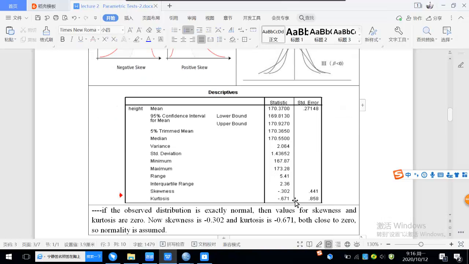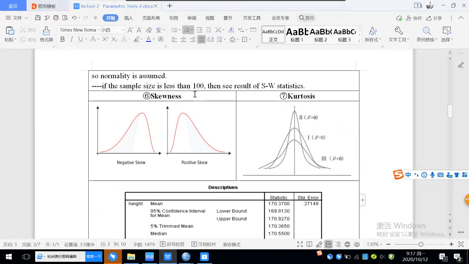Also, from here, we can say that the kurtosis is minus 0.671, which is also close to zero, right? Because it's less than 1. It's close to zero. So from here, the skewness and the kurtosis are close to zero. So normality is assumed. So we will use the skewness and kurtosis, both of these, to judge if the variable is normal or abnormal.